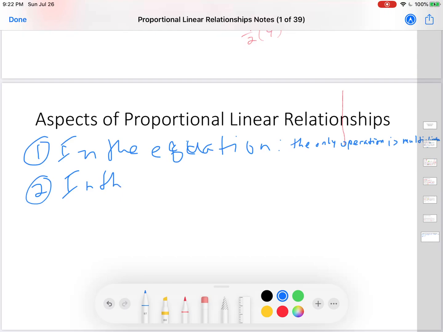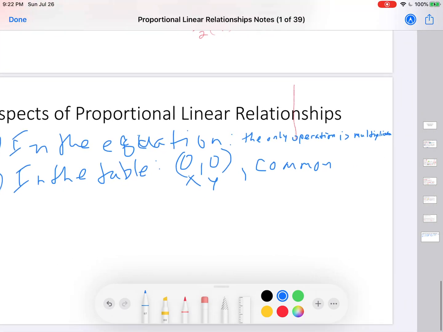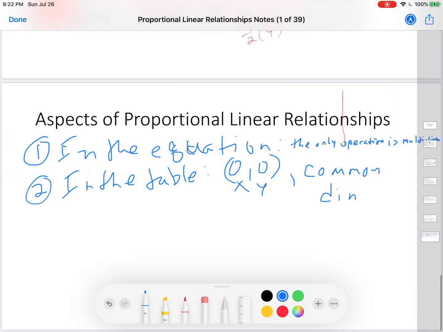In the table, 0, 0, that's x, that's y. X comes first in the alphabet, it comes first in the ordered pair. 0, 0, and it has a common difference. If it doesn't have a common difference, it's actually not linear, but it's certainly not proportional.